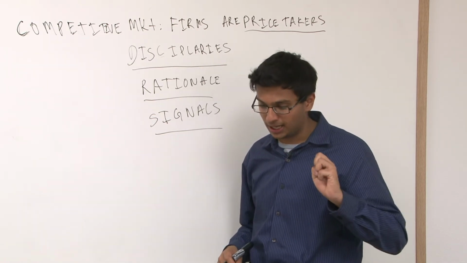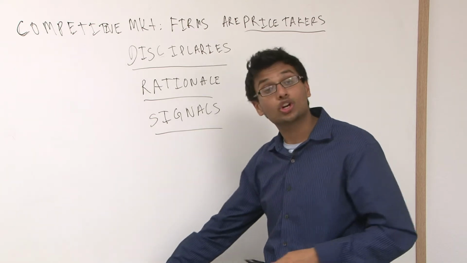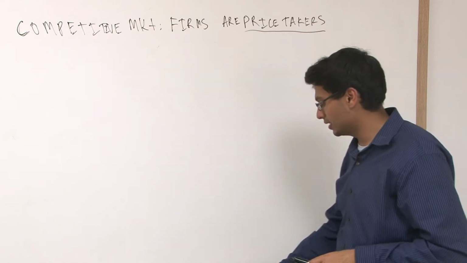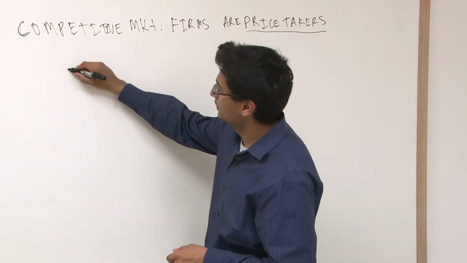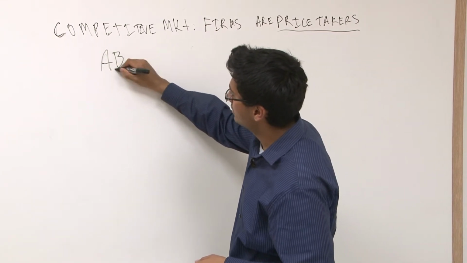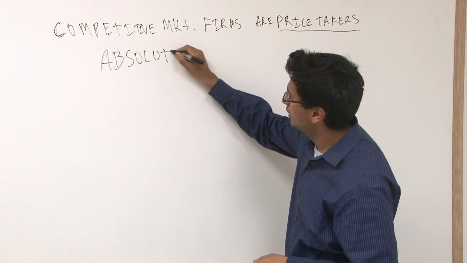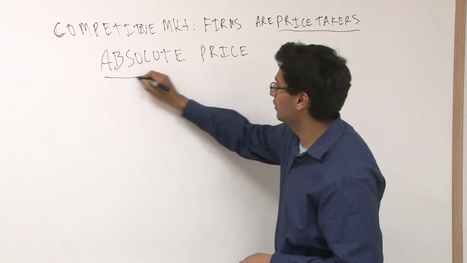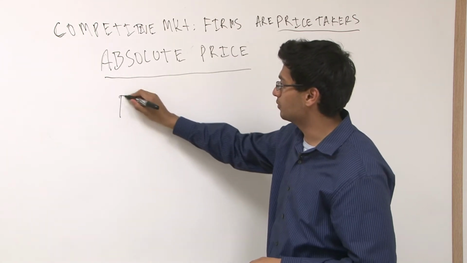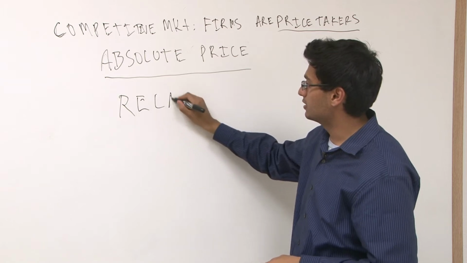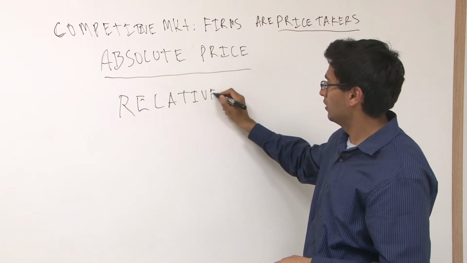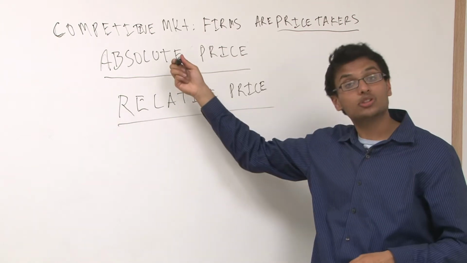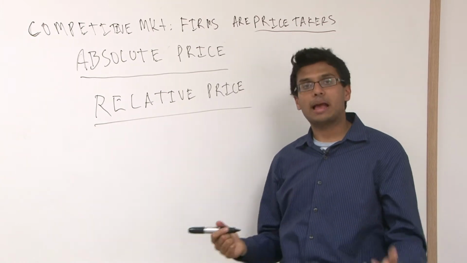With that being said, I'm going to dig into more terms here. The next terms I'm going to discuss are called absolute price and relative price, okay? So what are these terms? Absolute price. And the next term is going to be called relative price. Okay, so absolute price and relative price. What is the big difference between absolute price and relative price?